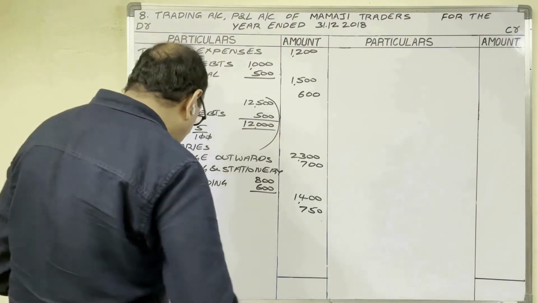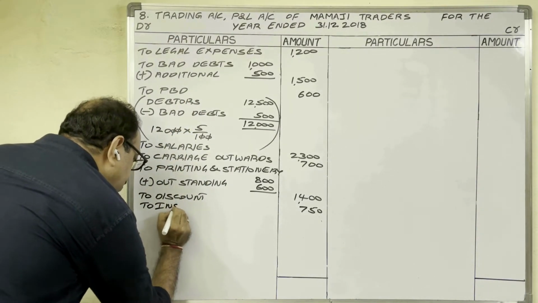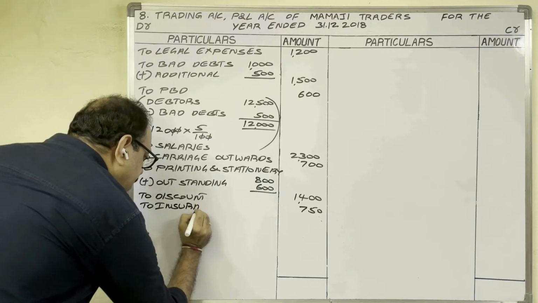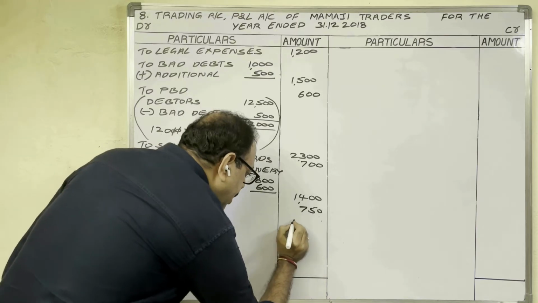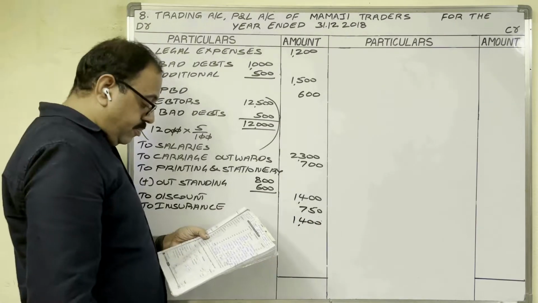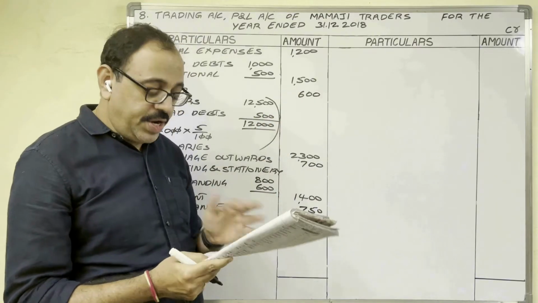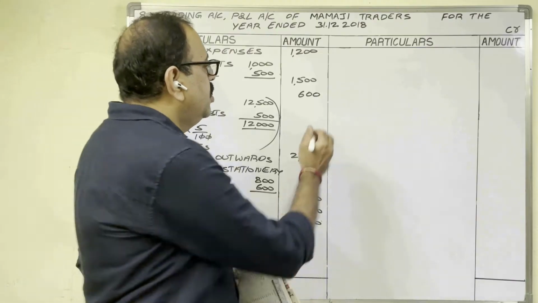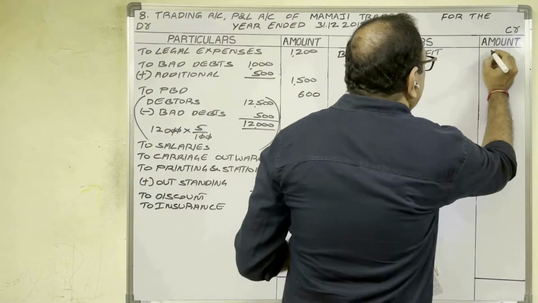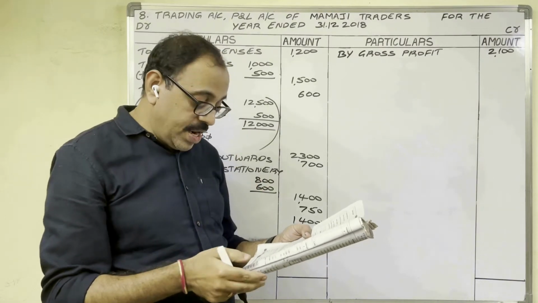Insurance. To insurance company we paid insurance premium. Indirect expenditure. P&L account debit side. No adjustment. Therefore amount 1,400 in outer column. Buildings. Asset, not here. Debit column completed. Come to credit column. First we have to bring gross profit now from trading account. By gross profit 2,100 rupees.